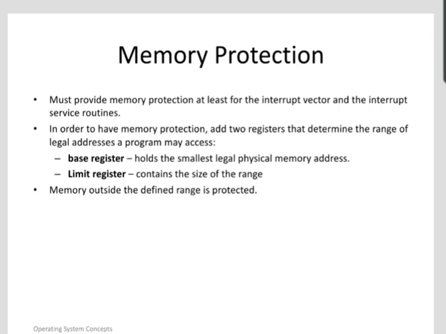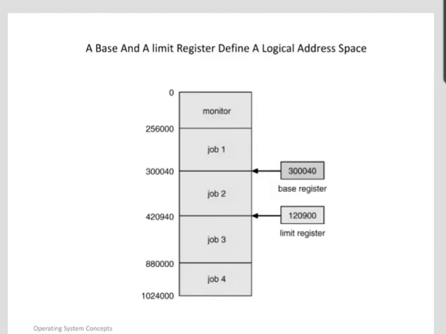Then memory protection. It must provide memory protection at least for the interrupt vector and the interrupt service routine. In order to have memory protection, add two registers that determine the range of legal addresses a program may access. The base register holds the smallest legal physical memory address, and the limit register contains the size of the range. The memory outside the defined range is protected. This diagram shows a base and a limit register defining a logical address space. The monitor, jobs 1, 2, 3 and 4, and their base register and limit register values.